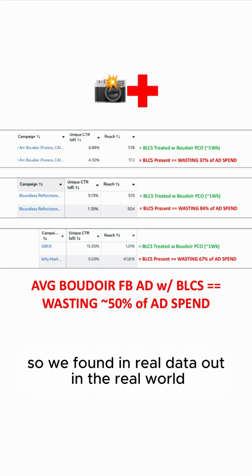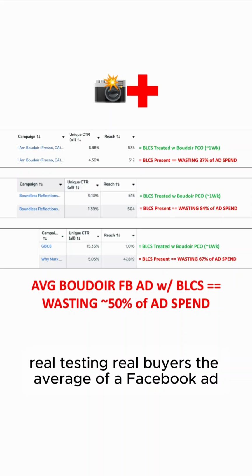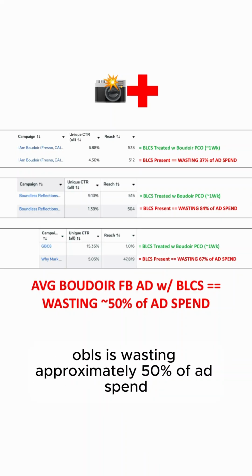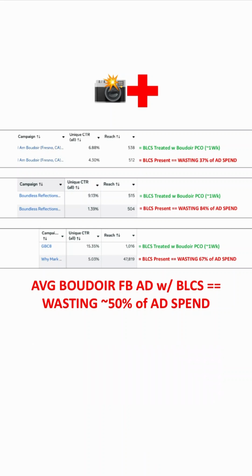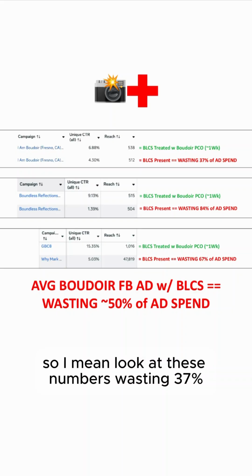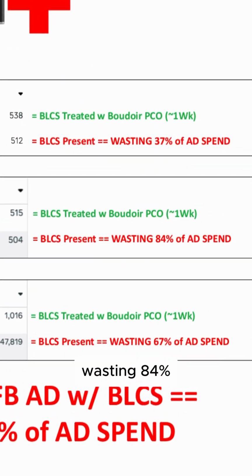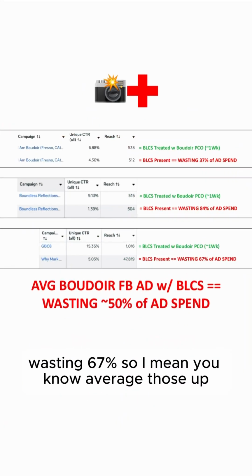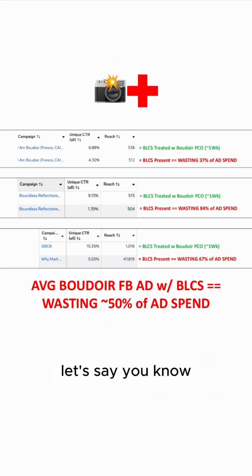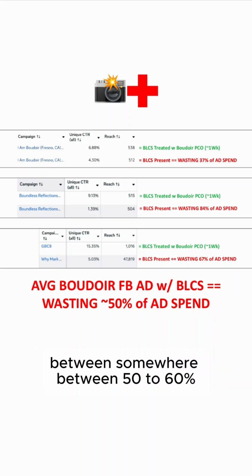So we found in real data, out in the real world, real testing, real buyers, the average Boudoir Facebook ad with BLCS is wasting approximately 50% of ad spend. So, look at these numbers: wasting 37%, wasting 84%, wasting 67%. Average those up, and the average will probably be somewhere between 50 to 60%.